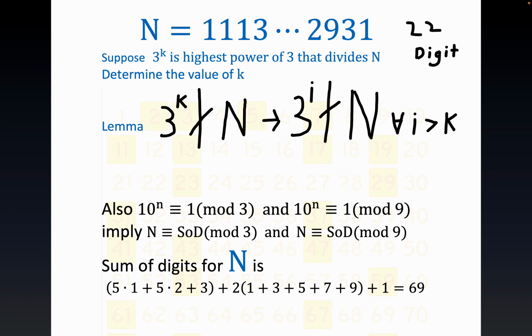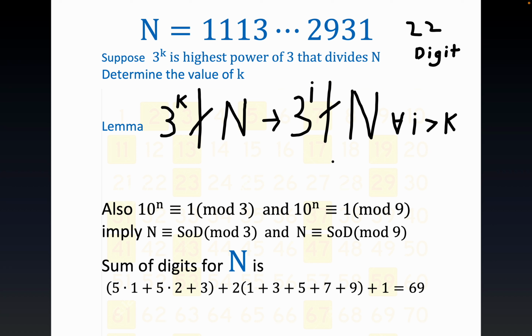All right, and note that if k is equal to 0, it automatically divides it. 3 raised to the 0 is 1, and so we know that k might be equal to 0 if we can show that 3 does not divide this number. Now this little lemma right here turns out to be pretty important.